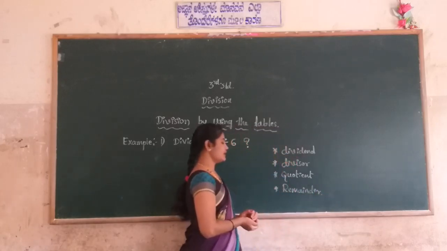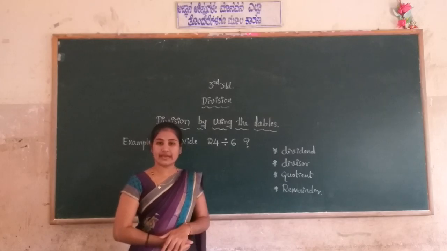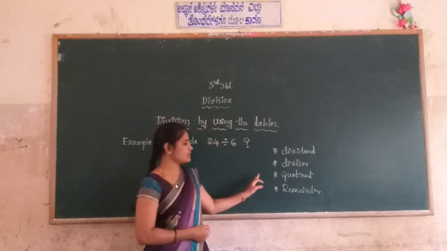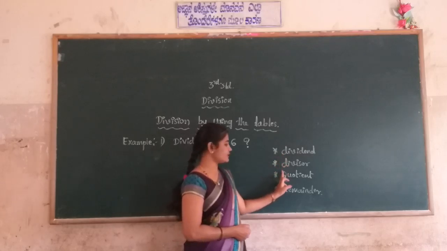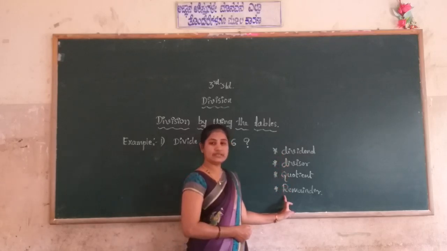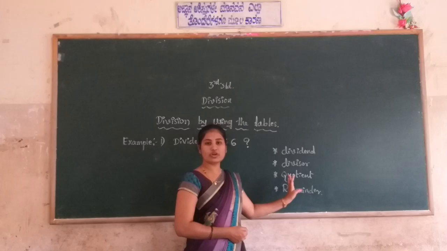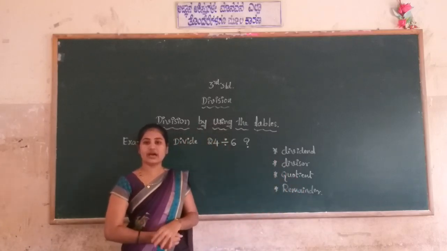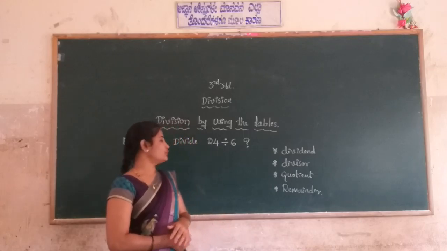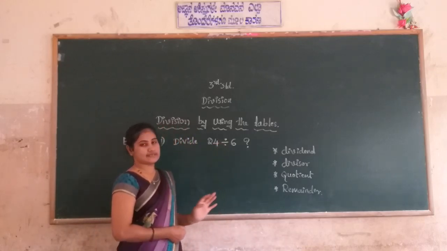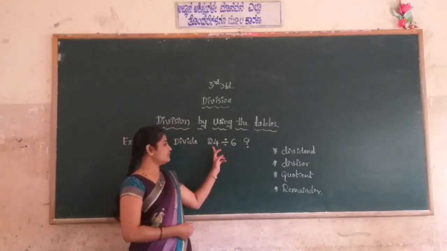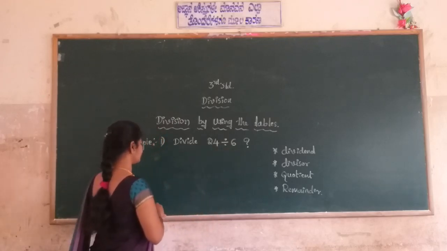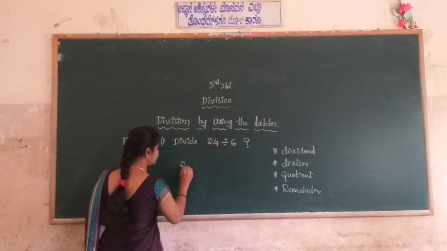Dear students, every division calculation or division process has four components: dividend, divisor, quotient, and remainder. These four components are compulsory in the division form. 24 divided by 6. Dear student, how do we write this in the calculation method?